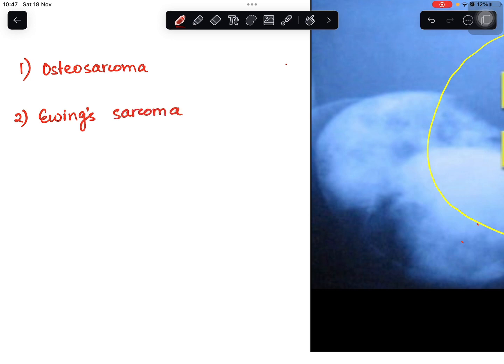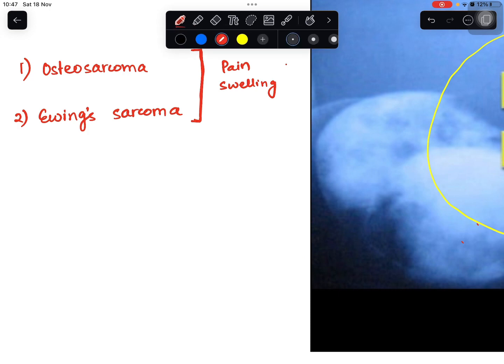It has to be noted that both of these tumors possess almost similar clinical features. Both of them are associated with pain, and both of them are associated with swelling. But one has to note that there is some difference between the two, and that is the location of the two.